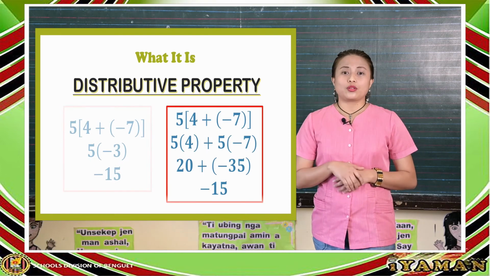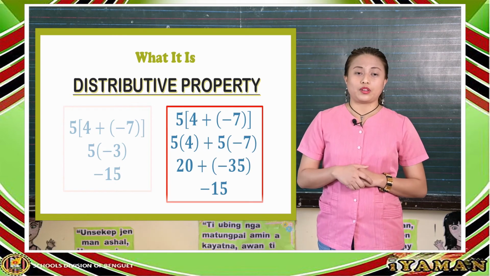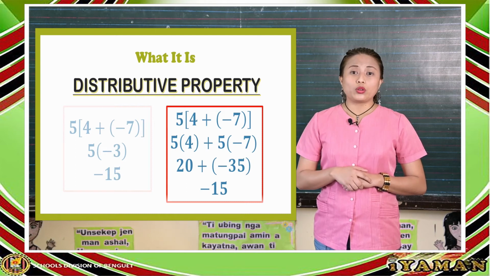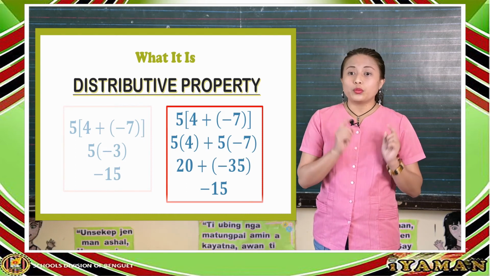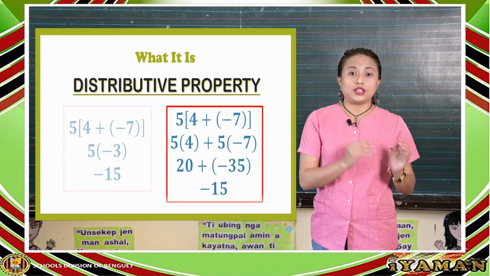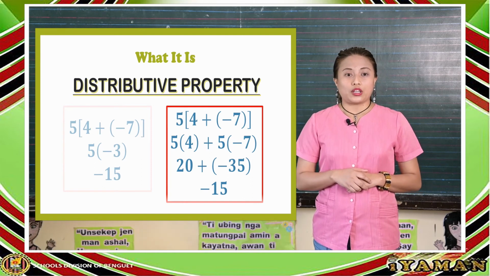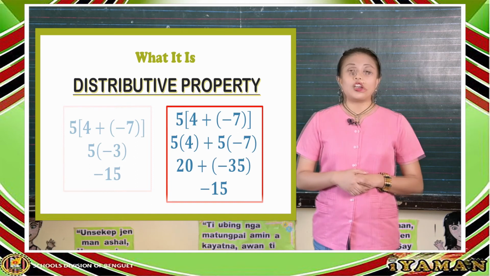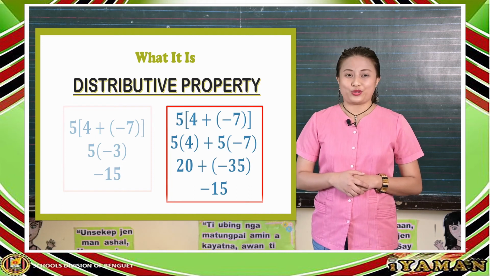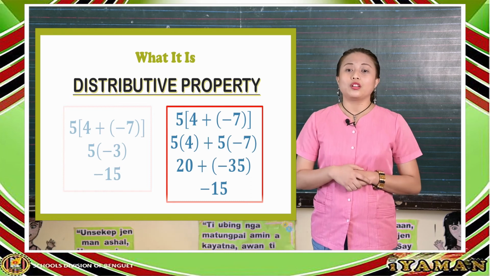Now we look at the second solution, or the one where we're going to apply the distributive property. What we're going to do in this solution is that first, we are going to multiply 5 to both 4 and negative 7. So we have 20 and negative 35. That is now what we're going to add together. Now, what's the result? You should get also negative 15. Amazed? You should be, because this only shows that there are two different ways or many different ways to solve a problem.